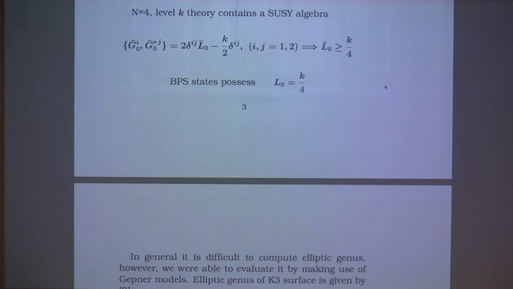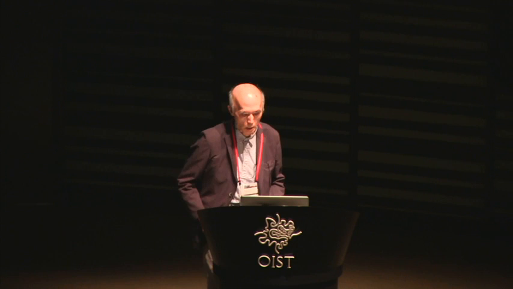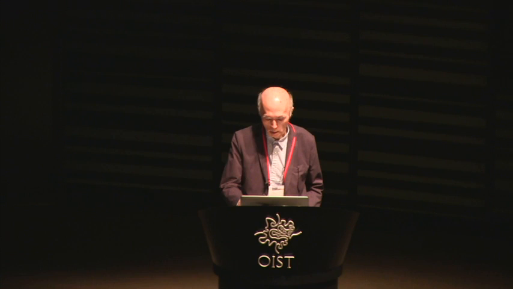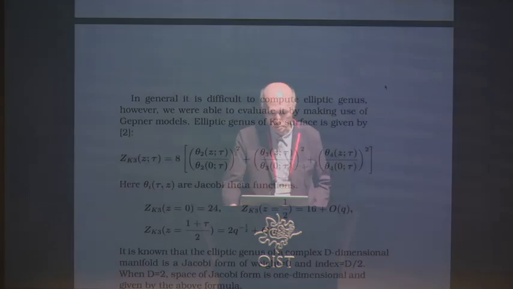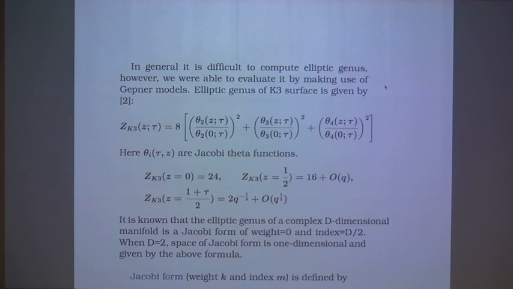But now, there is a better argument. In general, it's difficult to compute the elliptic genus. However, we are able to compute it by making use of Lefschetz bundles. And the result is the elliptic genus of K3 is written as a sum of ratios of theta functions. When z is close to particular values, z equal to 0, it gives 24, the Euler number; z equal to 1/2 gives 16, the so-called Hirzebruch index; and z equal to 1 + tau/2 gives 2 × 10⁻¹. This 2 is the number of fermion zero modes.